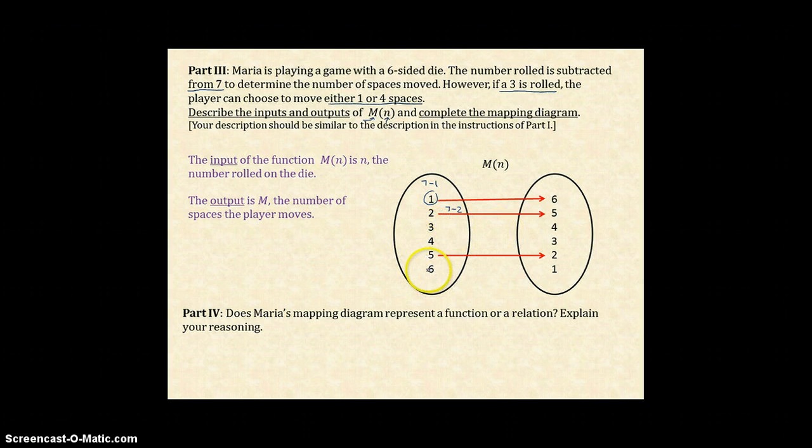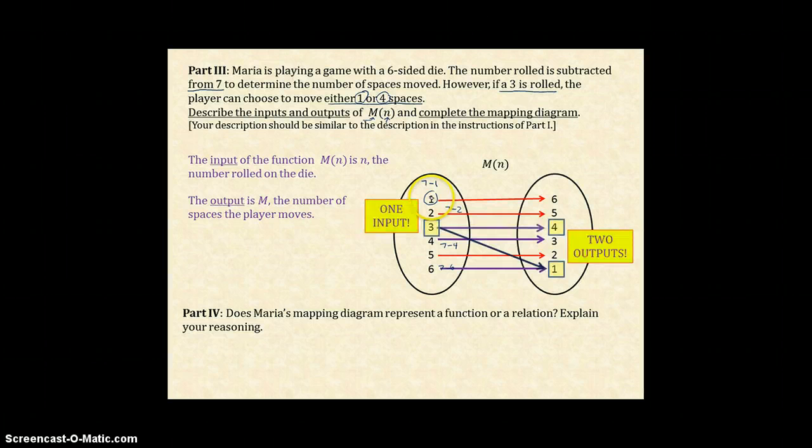Let's go down and look at 6. If you roll a 6, 7 minus 6 is 1. If you roll a 4, 7 minus 4 is 3. If you roll a 3, 7 minus 3 is 4. But you also get the option, you can either move 4 spaces or you can move 1 space. So here's another place you could go.